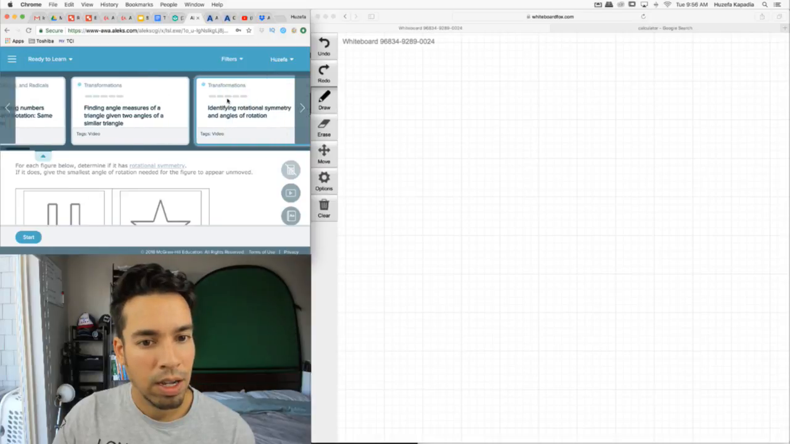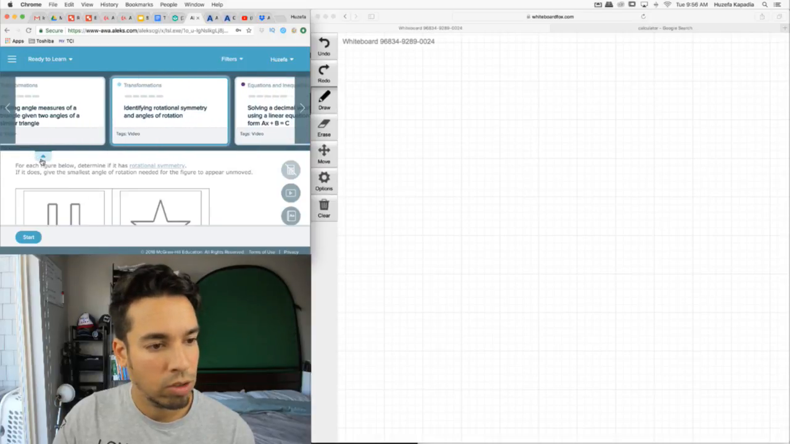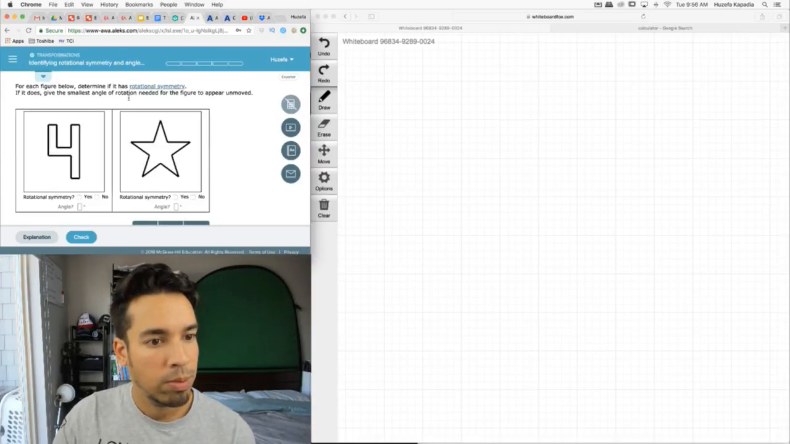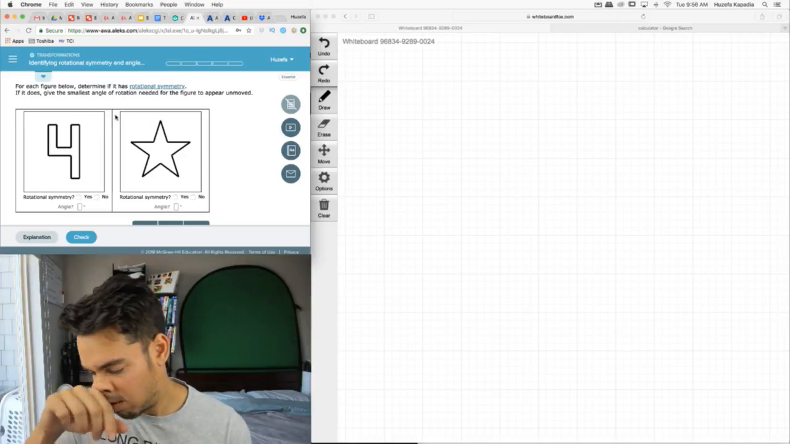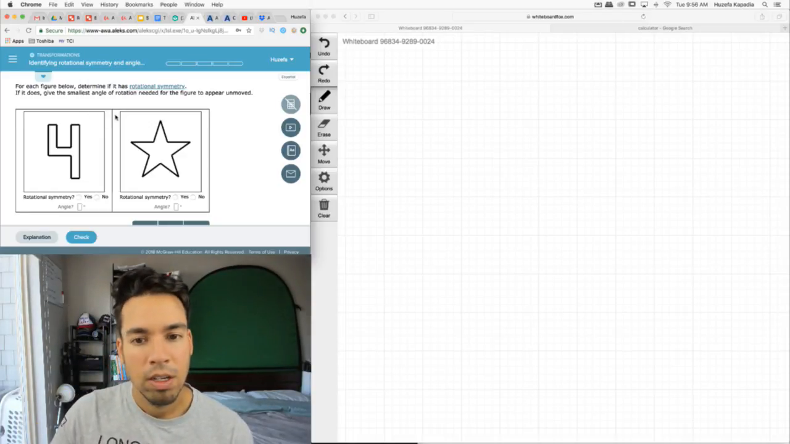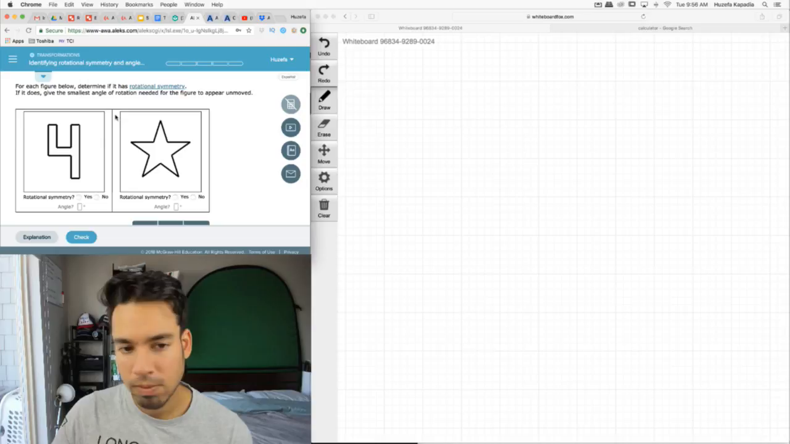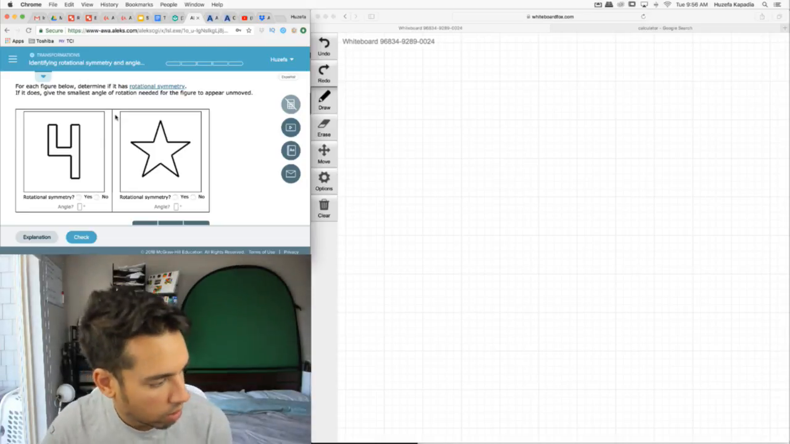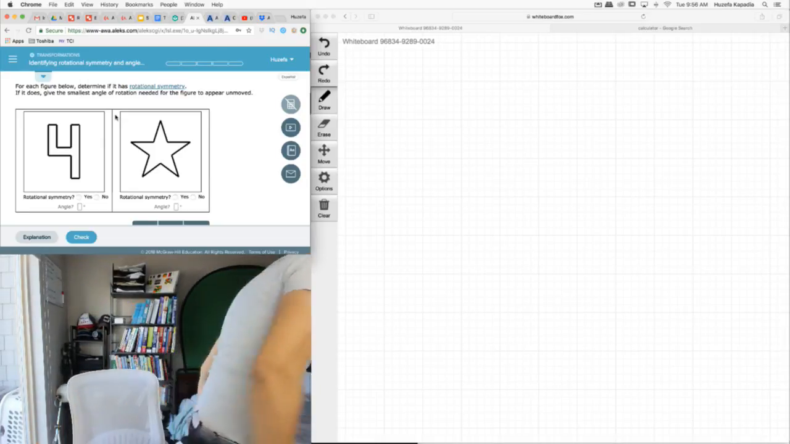All right, identifying rotational symmetry and angles of rotation. In each figure below, determine if it has rotational symmetry. So rotational symmetry is essentially where, oh, you know what? Sorry, one second. I'm missing something.